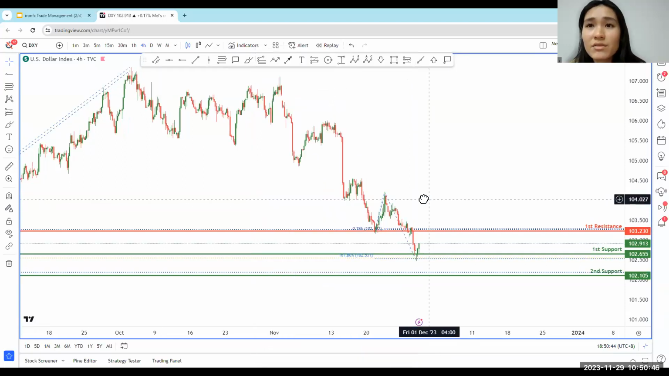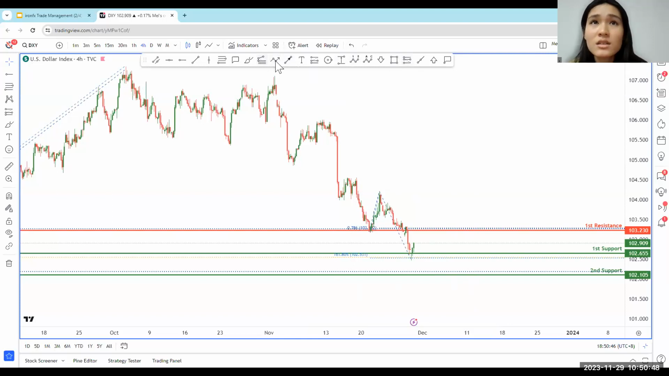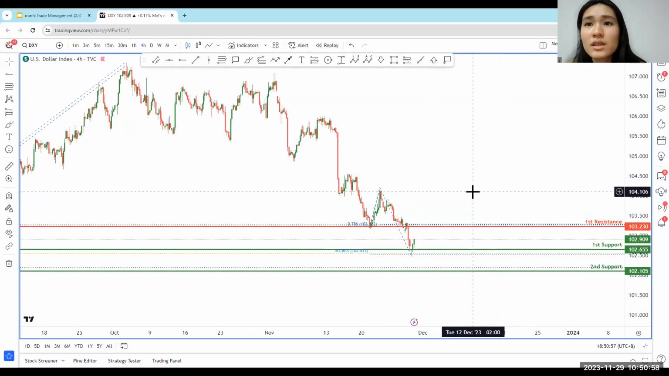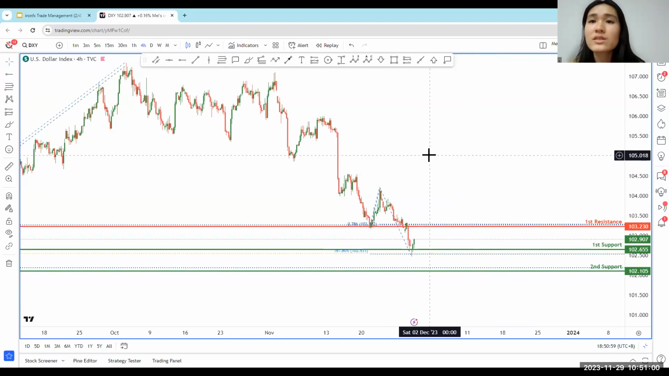And I have an inverted Nike tick here. So it's like this. I think that's all the levels we have.